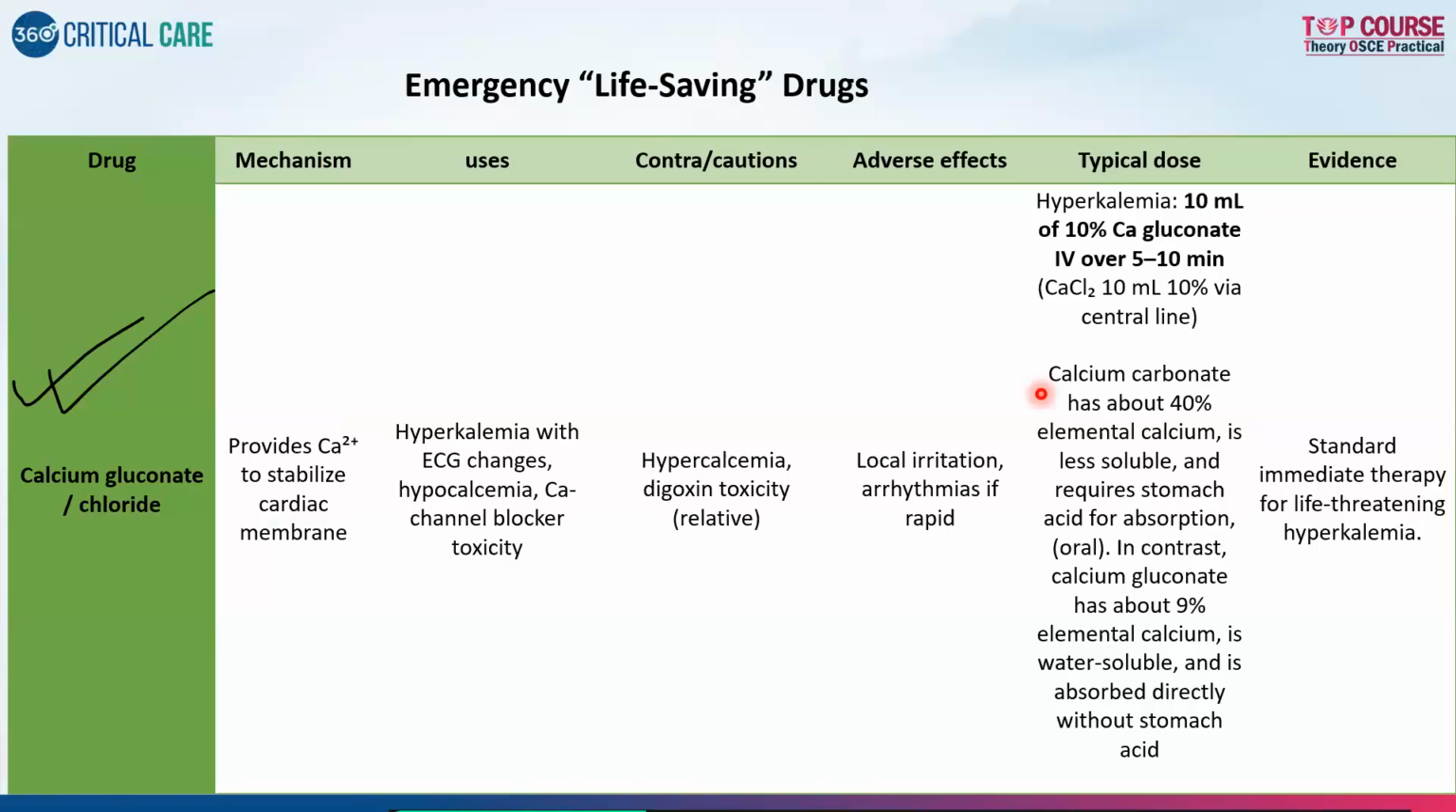In case of digoxin toxicity, which is a relative indication, and hypercalcemia, it is contraindicated or should be used with caution. Adverse events, and typical dosing is 10 ml, 10%. All right. We should also remember how much percentage of elemental calcium is present in case of calcium gluconate and in case of calcium chloride. Calcium gluconate has about 9% elemental calcium, whereas chloride, sorry, I've mentioned carbonate here, it has about 40% of elemental calcium.